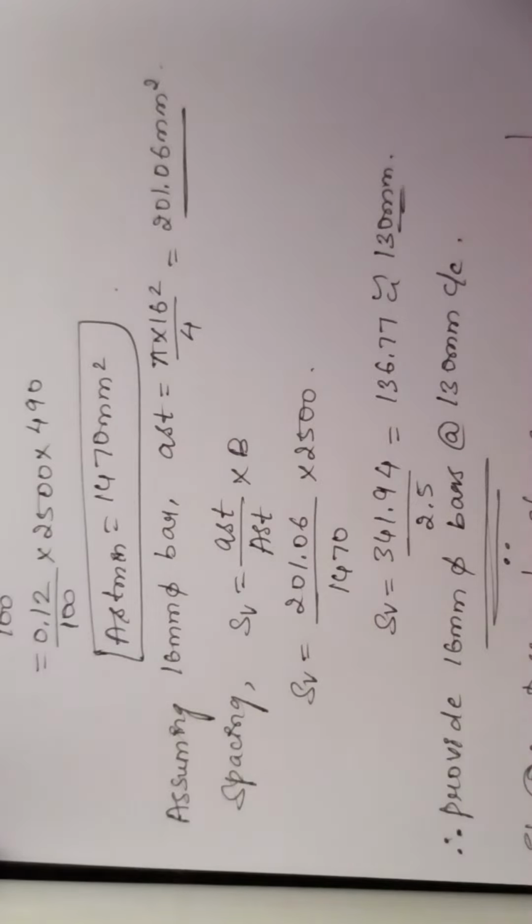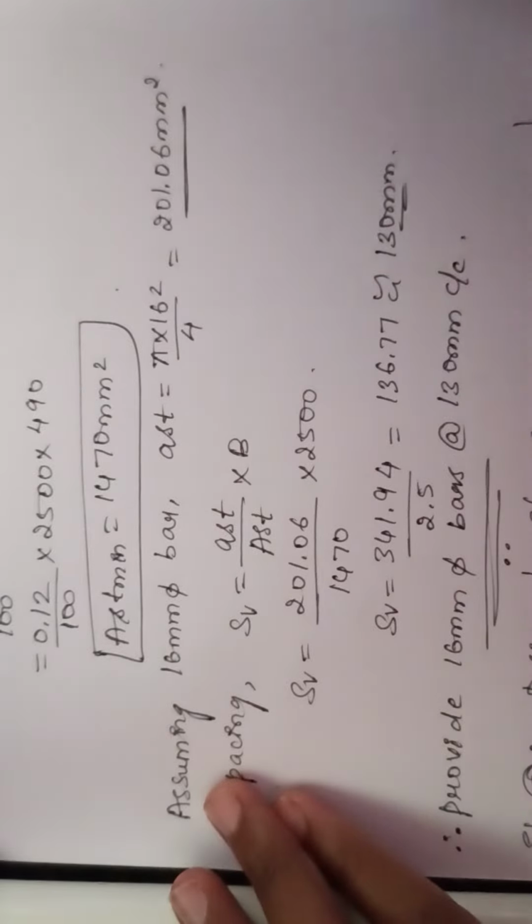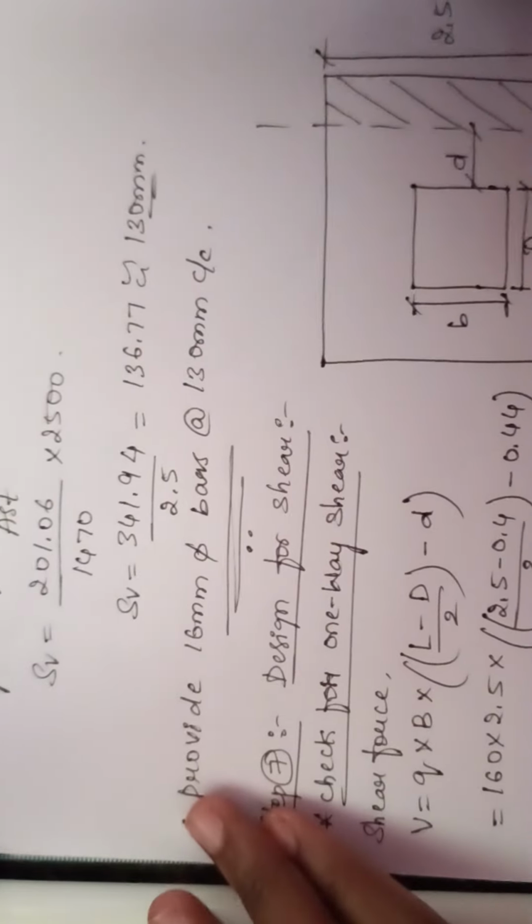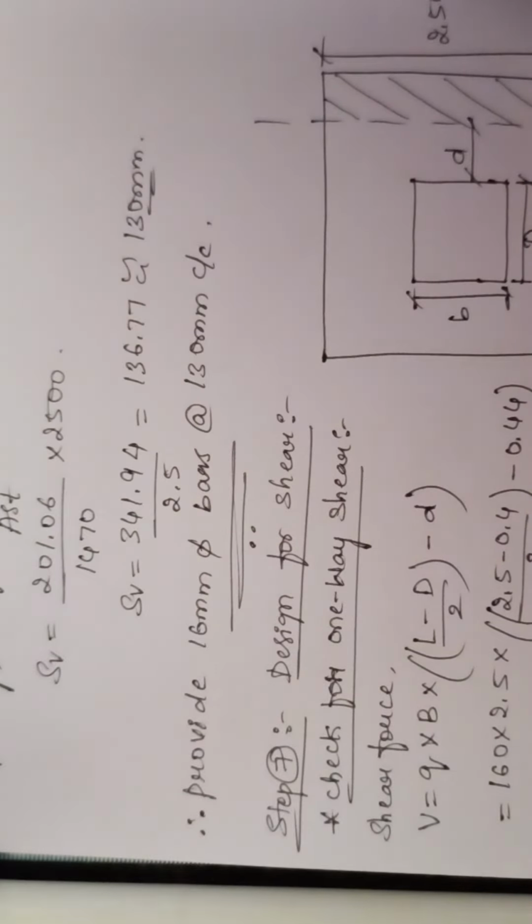So that gives you the design of the main reinforcement, and that completes step number 6. Let us move to the next step. In step number 7, we will be designing for the shear. So here we will be designing for both one way as well as two way shear.